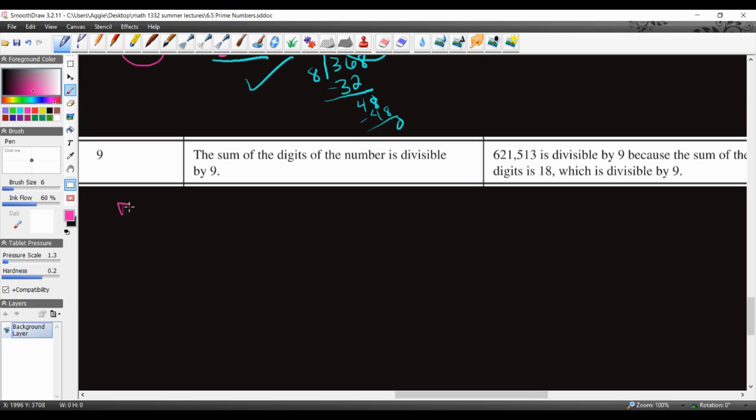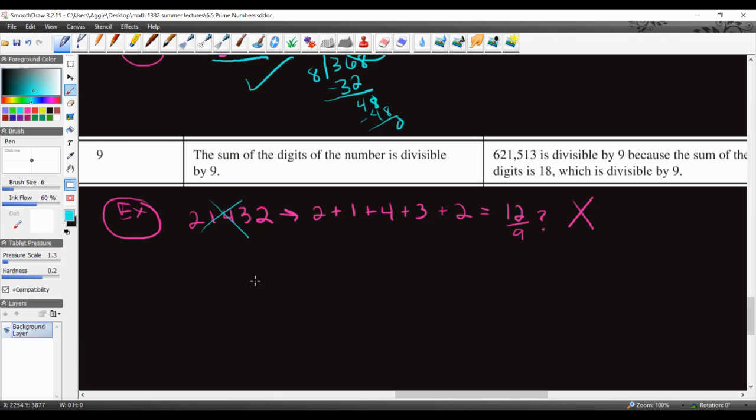So let's just try one. Let's just make up a number here. Let's do 2, 1, 4, 3, 2. I'm just making this up, okay? So this would be 2 plus 1 plus 4 plus 3 plus 2. So let's see, 2 plus 1 is 3, plus 4 is 7, plus 3 is 10, plus 2 is 12. Is 12 divisible by 9? Well, if it is, you're going to have a decimal, so no. So that means that this number is not going to be divisible by 9.